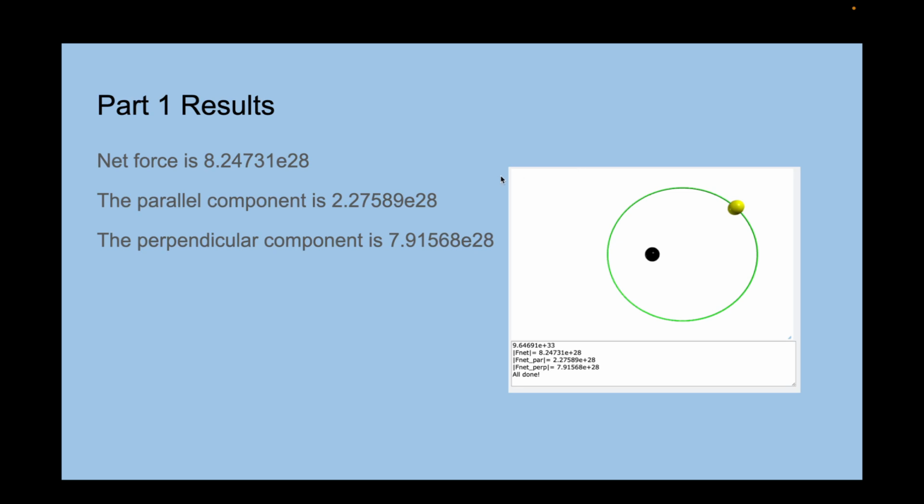I found the net force on the star to be equal to 8.24731 times 10 to the 28 newtons. This is the parallel component, and this is the perpendicular component. And then right here you can see, once again, the mass of the black hole that I calculated.